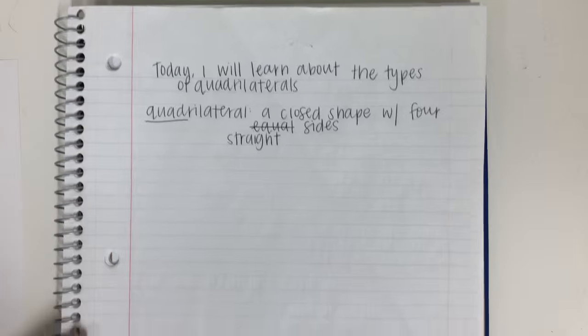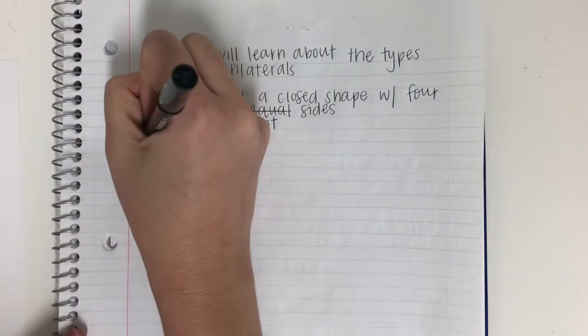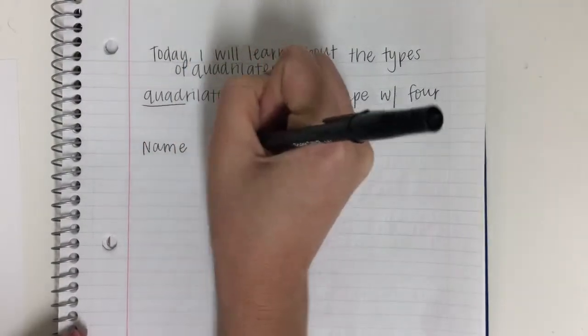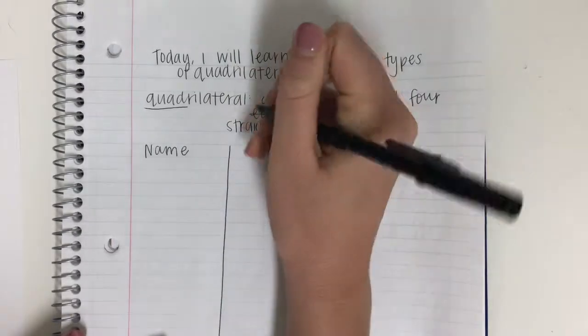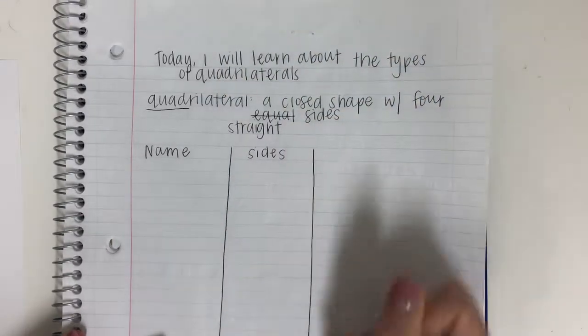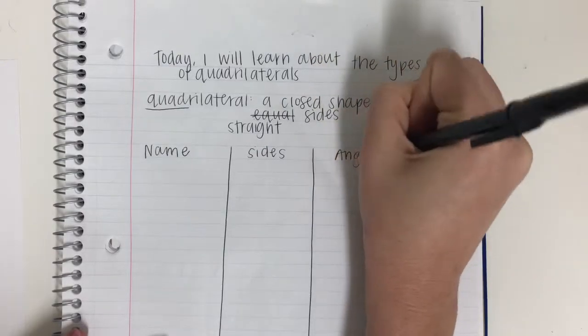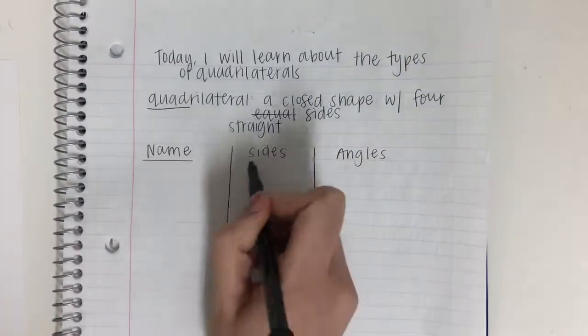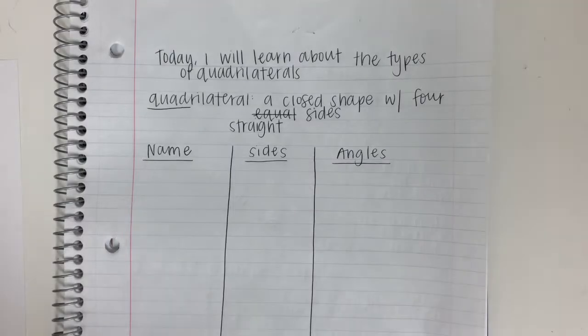Okay, I'm going to do kind of like a chart on here that I want you to write down with me. So we're going to write the name here. This will be the name of our quadrilateral. These will be the sides. So what do the sides look like? What are the characteristics of the sides? And then if there are any specific angles that go with it. Okay, so we have name, sides, and angles.